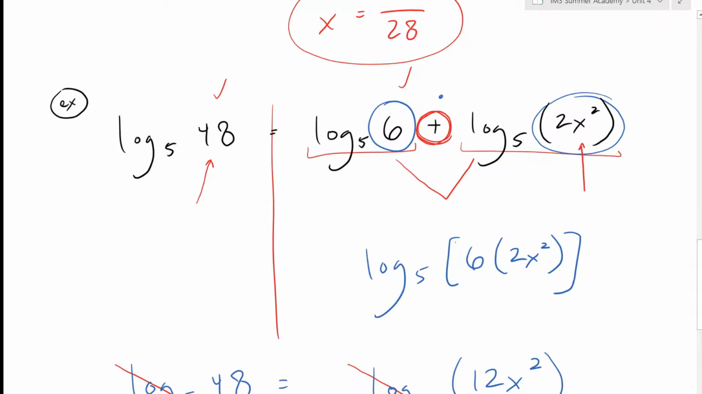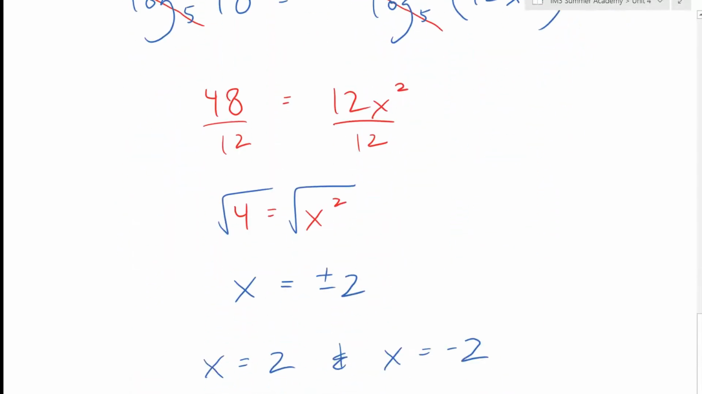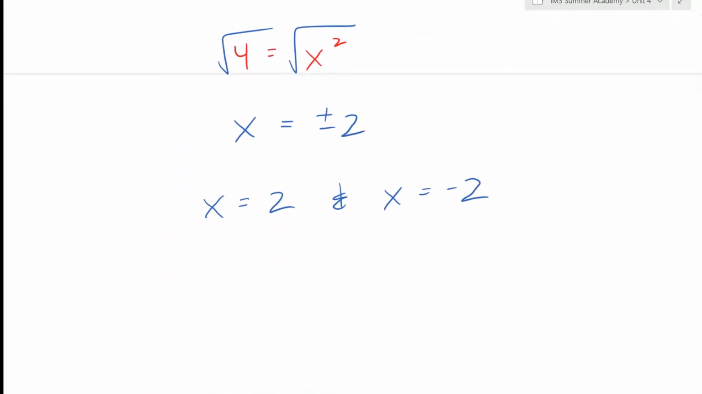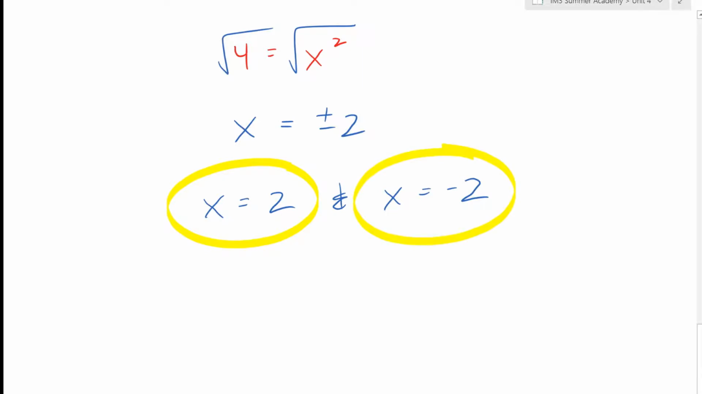Here, if I plug in positive 2, positive 2 squared is 4 times 2 is 8. Even if I plug in negative 2, negative 2 squared is positive 4. Positive 4 times 2 is still a positive 8. And if it keeps it all positive, we're okay. So actually both numbers are still good, but we just had to check. If we ever create a negative number in that log, we can't use it.